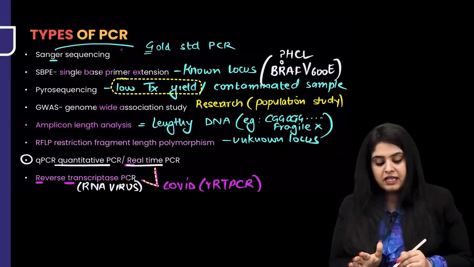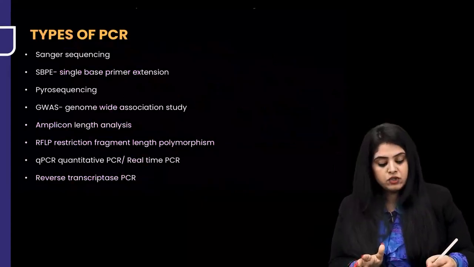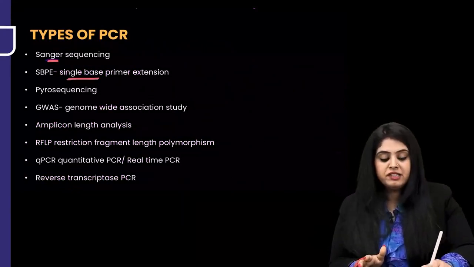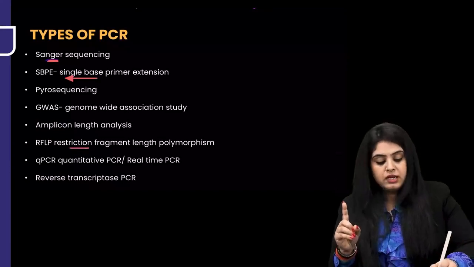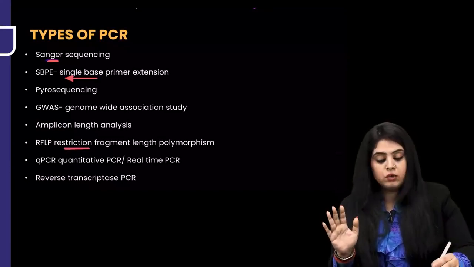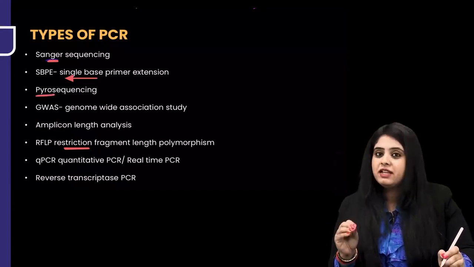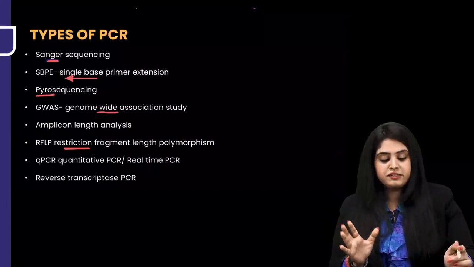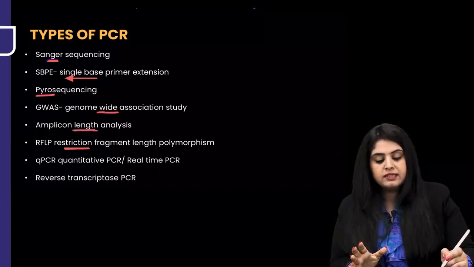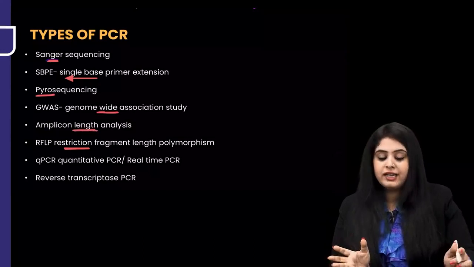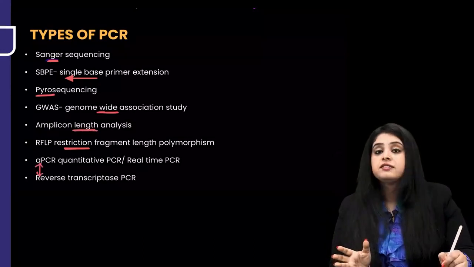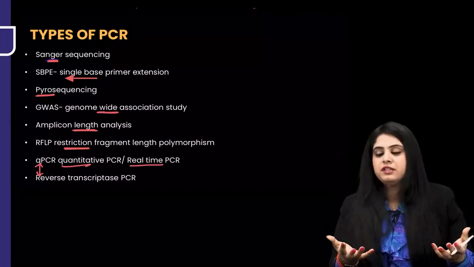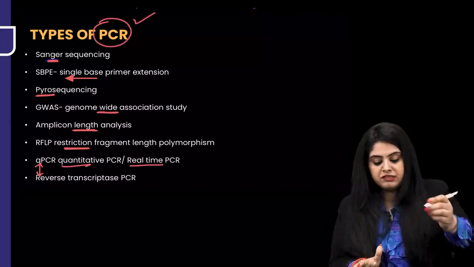So quick revision, without looking at it, without any cheating. If I ask you what is Sanger, Sanger is going to be the gold standard. Single base primer extension when the locus is known, RFLP when the locus is not known, pyrosequencing when there's a very low tumor yield, genome wide association study when you have to do worldwide research studies. What is amplicon length analysis? Lengthy DNA like Fragile X syndrome. RRT-PCR is done for COVID. Real-time basically means quantitative. It tells me how much of something is there, and these are your types of PCR which you can tick mark.